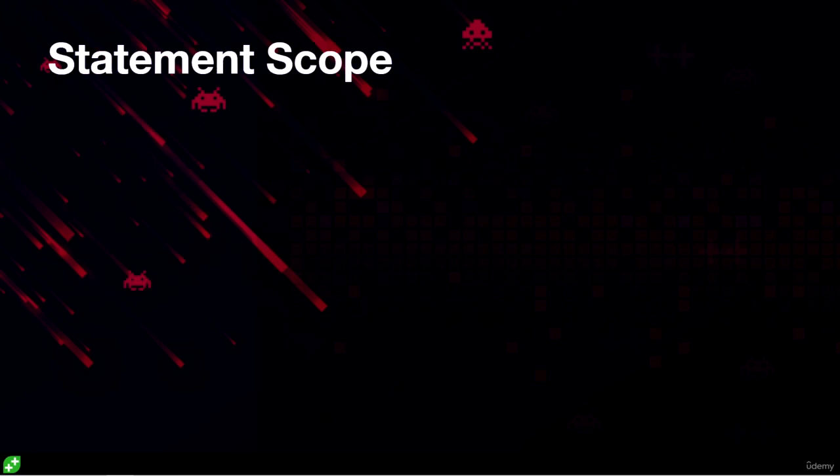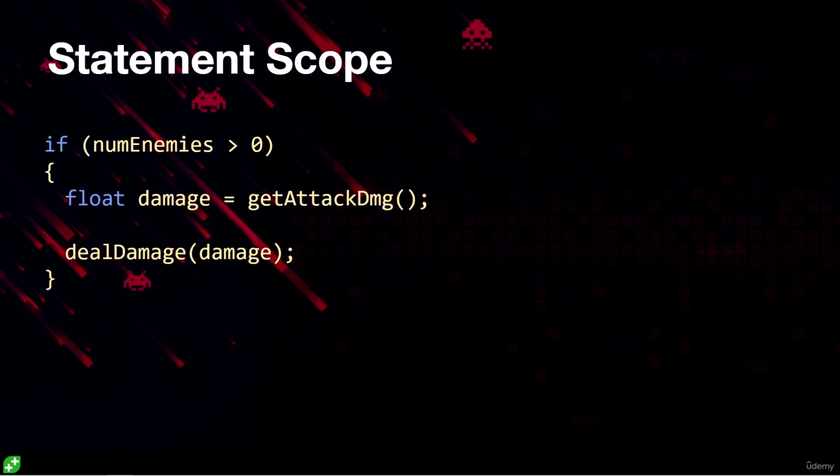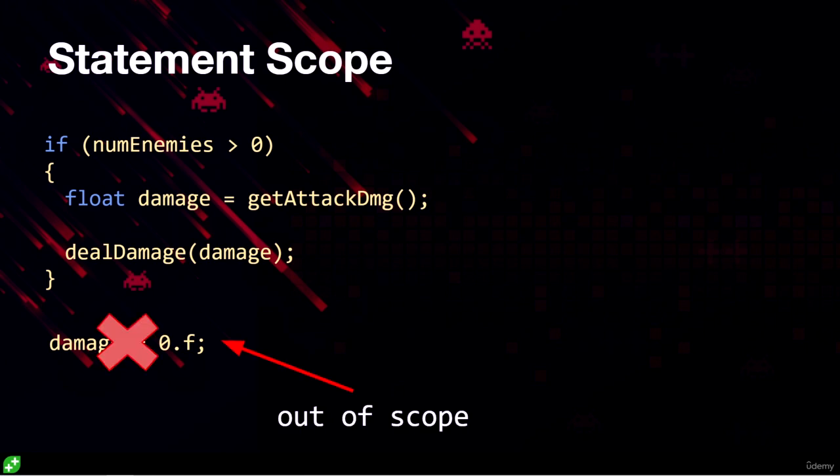We'll first discuss statement scope. Now let's say we have an if statement, and inside of the if statement body, we declare a new float variable called damage and initialize it. Now we can use this damage variable inside of the if statement body. But as soon as we reach the ending curly brace of the if statement, all variables declared inside of the if statement go out of scope, which means they get deleted. So later on, outside of the if statement, if you try to use this damage variable, as far as the compiler is concerned, this variable does not exist, and we say that it's gone out of scope.